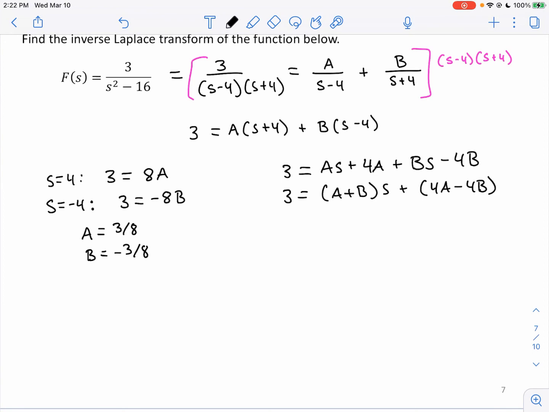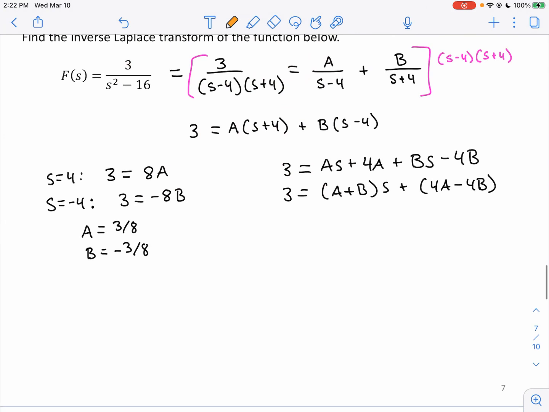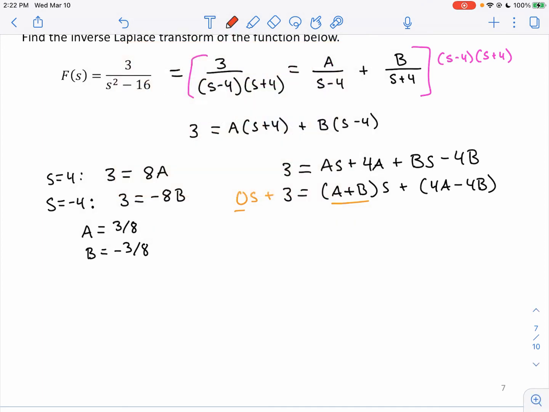And then you effectively equate coefficients. Now, on the left side of this equation, there is no s term, so you can think of there as being a 0s plus a 3. And then you equate the 0 and the a plus b, because those are the coefficients of s. And then you equate the 3 and the 4a minus 4b. You equate the constant terms.